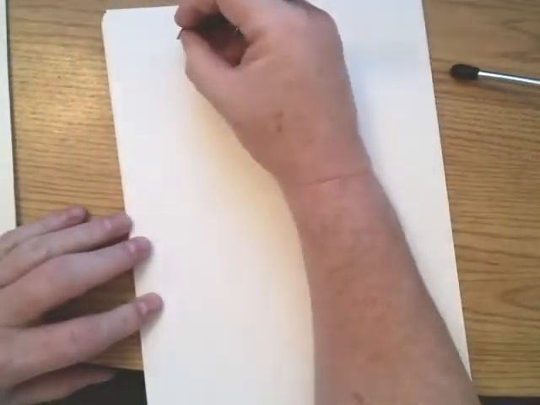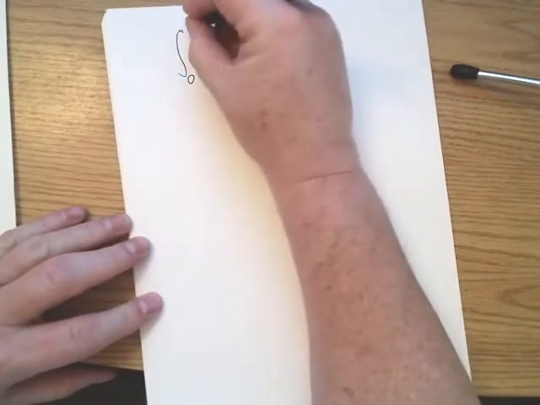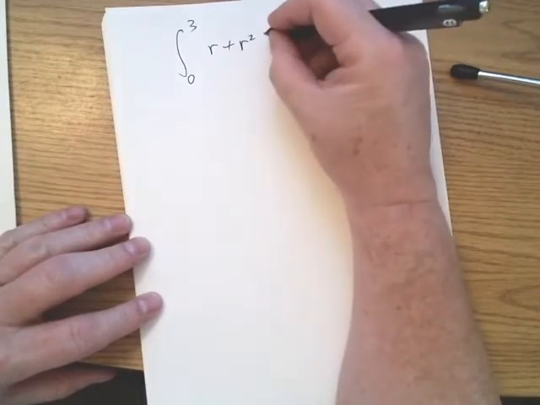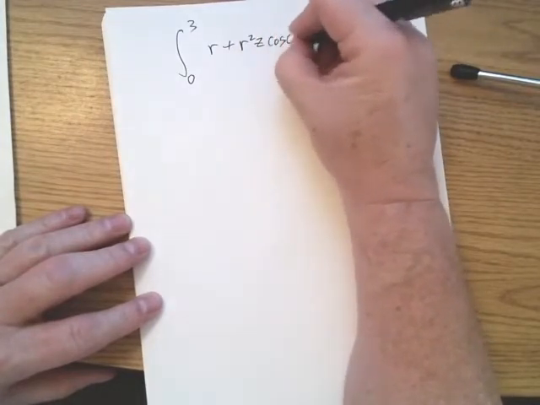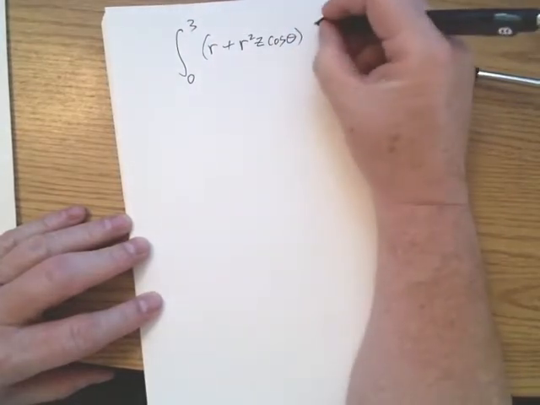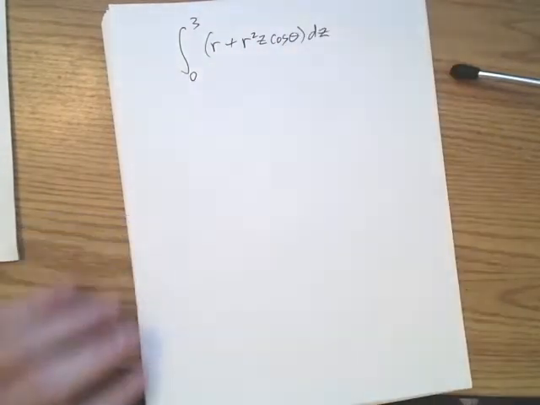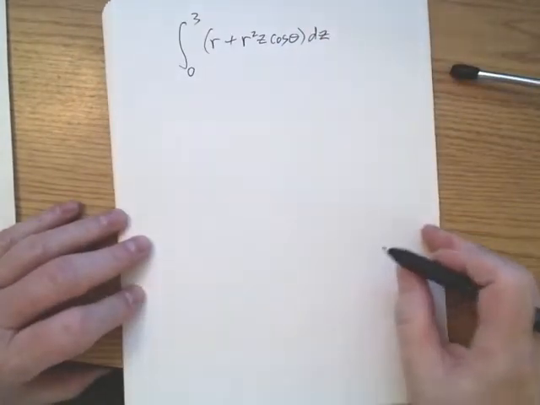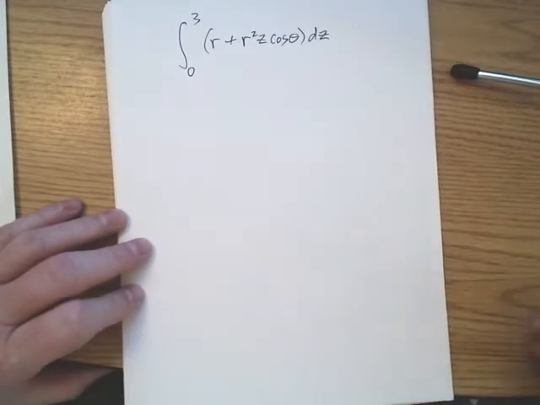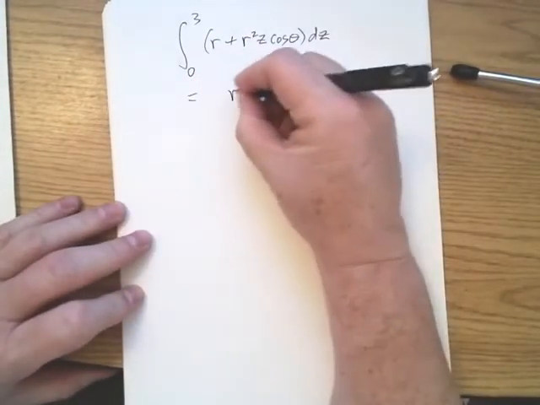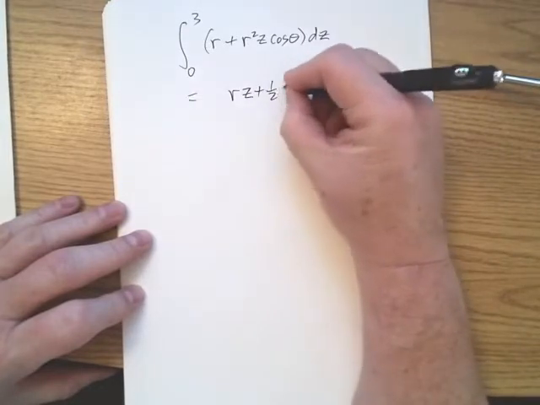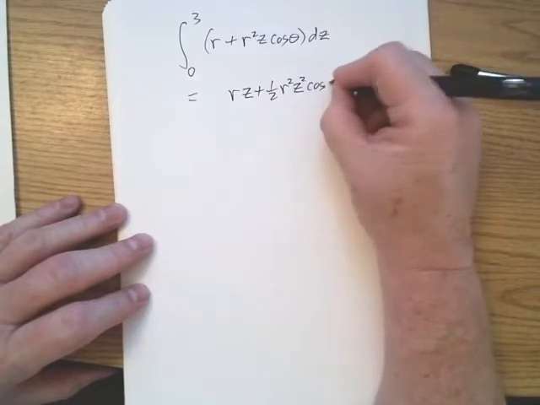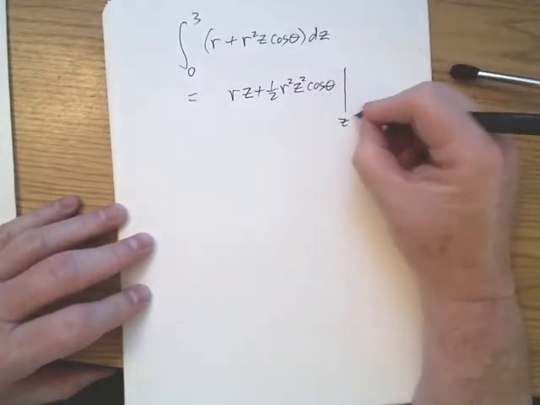The innermost integral, we would be integrating from 0 to 3, r plus r squared z cosine theta, dz. Alrighty. Let's integrate with respect to z. That means I'm treating r and theta like constants here. So this would be rz plus 1/2 r squared z squared cosine theta, and z is going from 0 to 3.